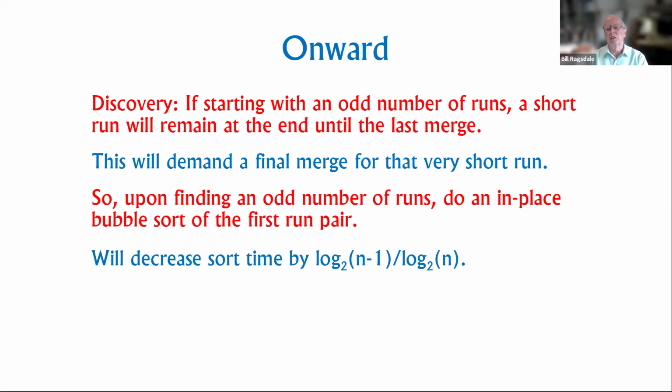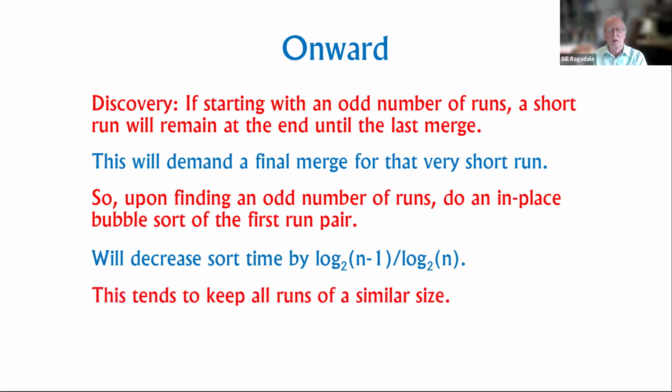That is, imagine we are doing a 1,000-row sort, which would normally take 10 passes. This will reduce it from 10 passes to 9 passes. That's a 10% savings. So by doing this one little tweak of this bubble sort at the beginning, we've made a 10% improvement in time. The time saving is even more dramatic for a smaller number of rows. This works because we tend to keep all the runs of a similar size.